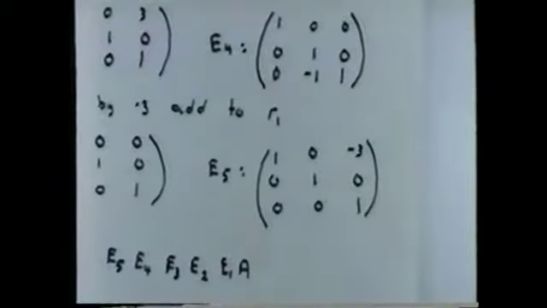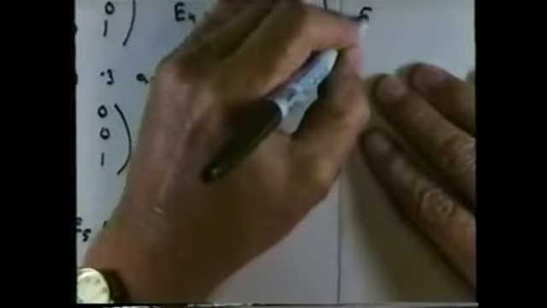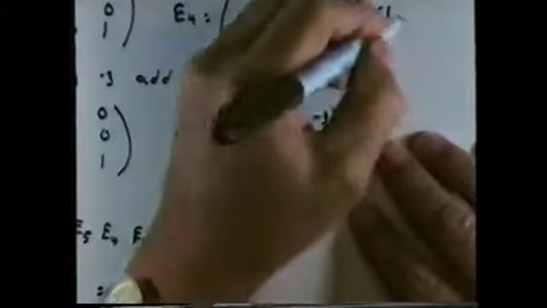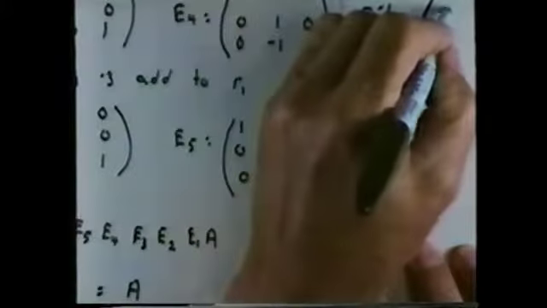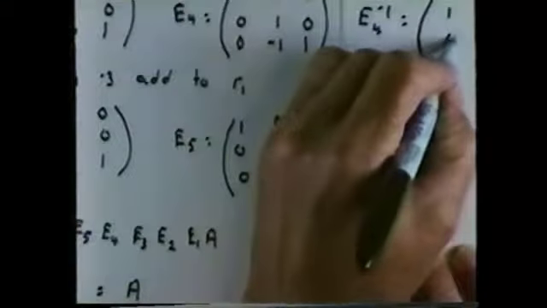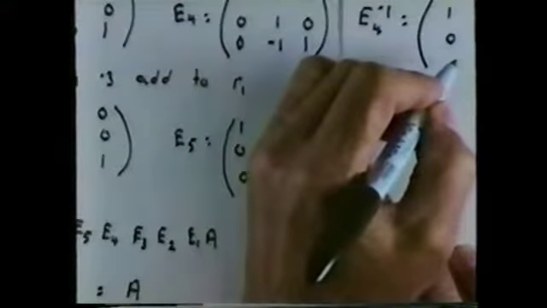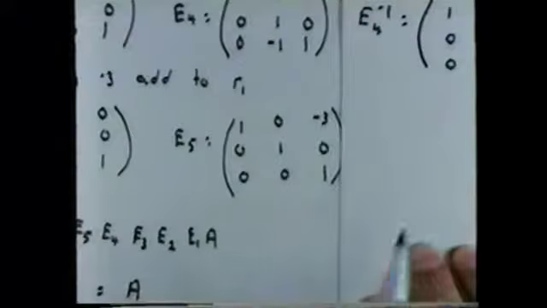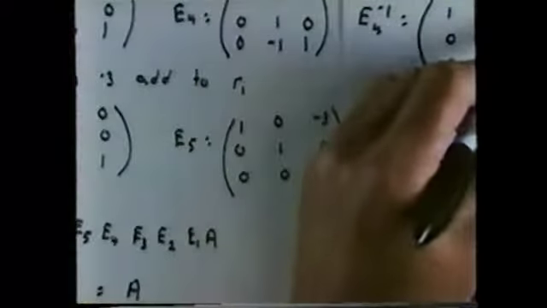Well, to get E4, we multiplied row 2 by -1 and add it to row 3. So to get E4 inverse, I need to multiply row 2 by +1 and add to row 3. So we have 1, 0, 0, 0, 1, 0, 0, 1, 1. Multiply row 2 by +1, add to row 3.